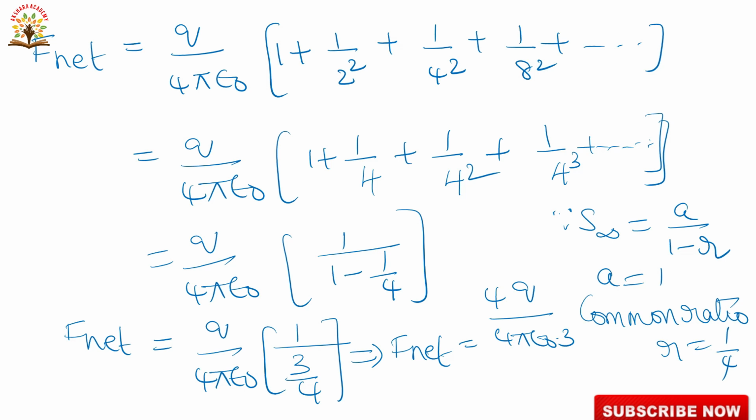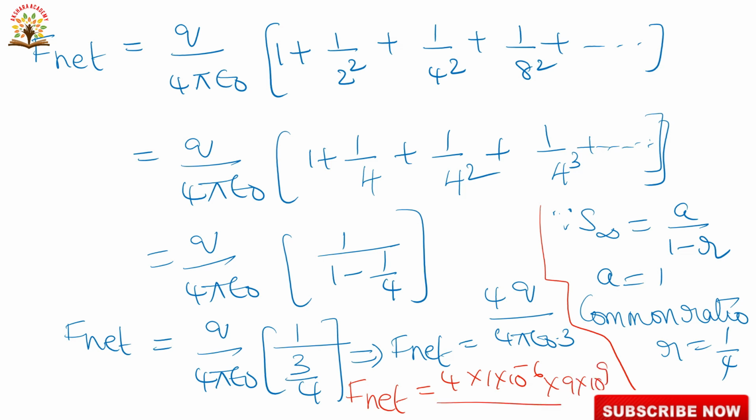Now we are substituting values, then it becomes F net is equal to 4 into 1 into 10 to the power of minus 6 into 9 into 10 to the power of 9 by 3. 3 ones are 3, 3 threes are 9. At last we are writing the net force is equal to 12 into 10 cube, or 12,000 newtons. This is the final answer.